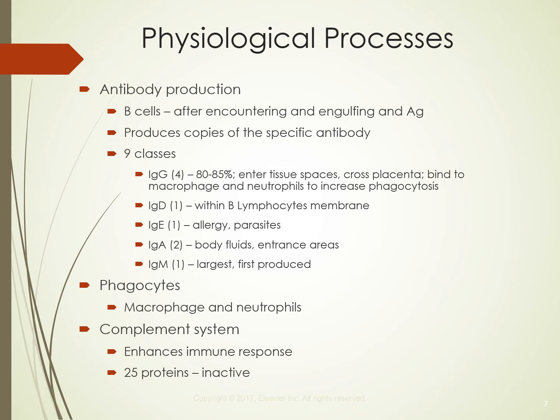IgM remains in the blood and efficiently kills bacteria. It is the largest of the immunoglobulins and the first antibody produced with an initial primary immune response. Phagocytes. Phagocytes are found throughout the body and are usually responsible for recognizing and ingesting foreign antigens as they enter the body.